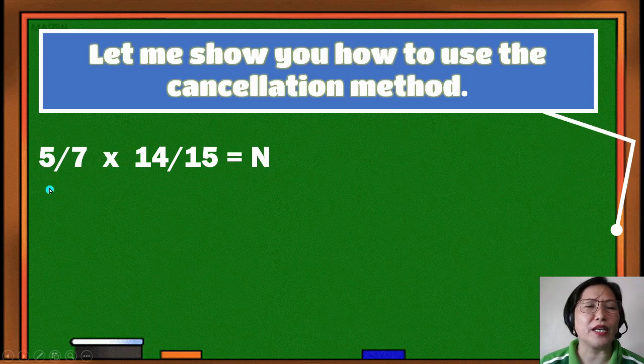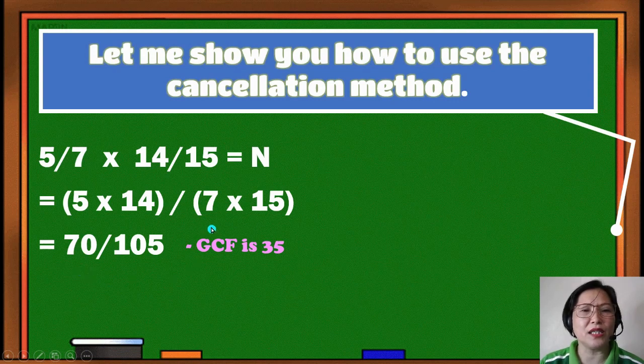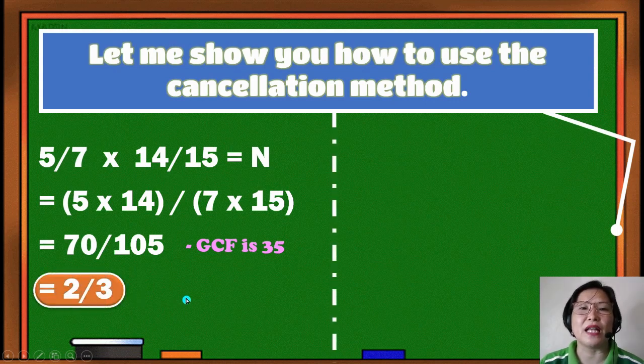So let us apply our knowledge of multiplying simple fractions. That will be numerator times numerator, and denominator times denominator. So that will be 5 times 14 over 7 times 15. So 5 times 14 equals 70 and 7 times 15 is 105 and their GCF is 35. So 70/105 in lowest term is 2/3. And that is the final answer using the long method.